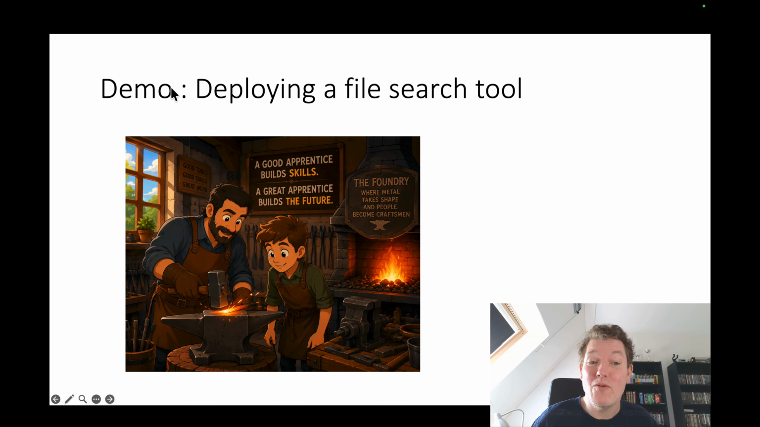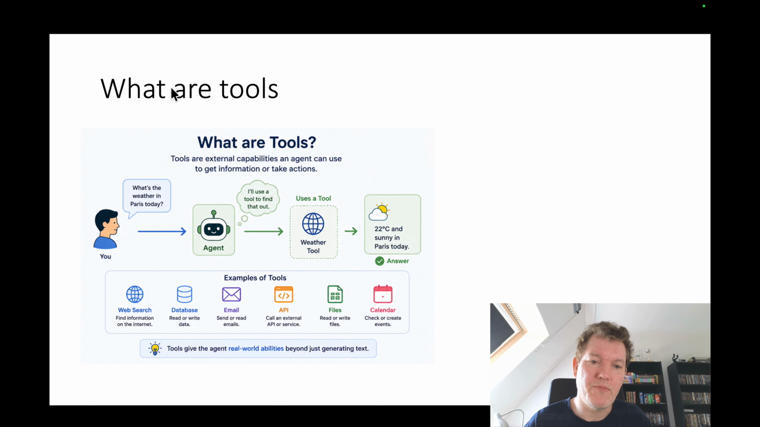Hi and welcome to the demo, the one that you've been waiting for probably, deploying a file search tool. But let's go into what tools are eventually. Tools give the agent an external capability to say, hey, I need something to look that up. For instance, an API for a weather call, at a website. So if I'm asking the agent or you, what's the weather today, it needs a tool to find that out.